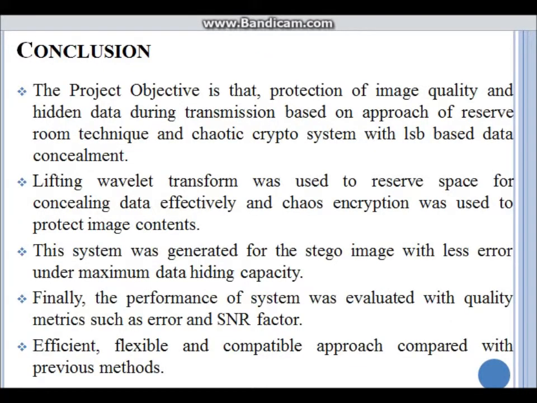Conclusion. What we have concluded in our project is that the protection of image quality and the protection of hidden data is achieved during transmission, and the drifting wavelet transform is used to reserve space for the secret transmission of the data. And finally, the performance of the system is evaluated with quality factors such as mean square error and peak signal to noise ratio.